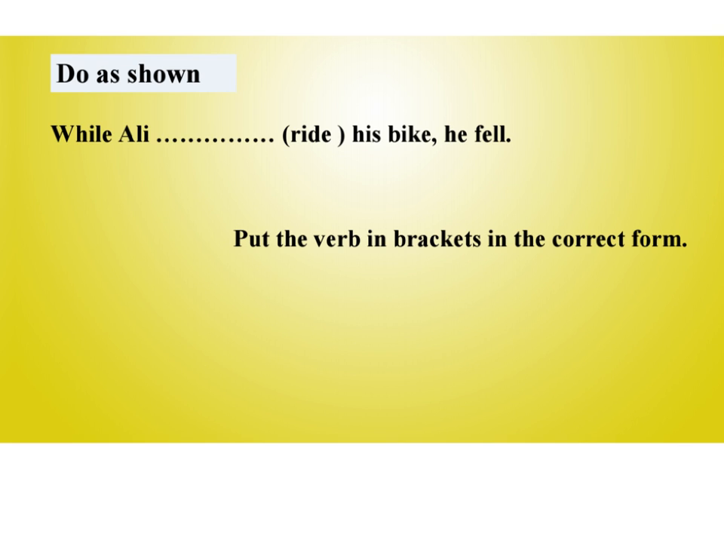Put the verb in brackets in the correct form. While Ali rode his bike, he fell. Okay. Here we have agreed that after a while we will use the past progressive. How do we form the past progressive? Excellent. We use was or were plus verb plus ing.